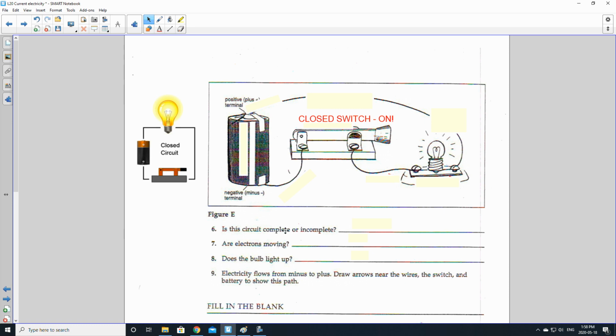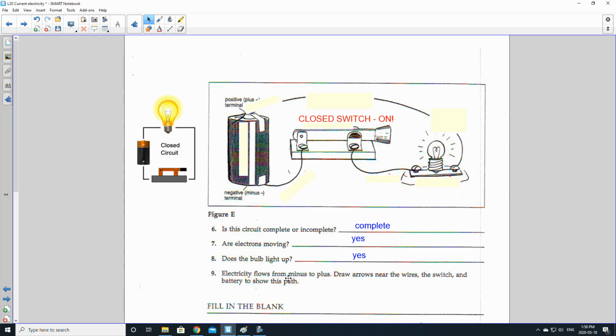Is this circuit complete or incomplete? Well, it is complete because the switch is closed. Are the electrons moving? Yes, they are. They're moving because the circuit is complete. It's forming one complete path. If the electrons are moving and it's complete, yes, the light bulb does light up.